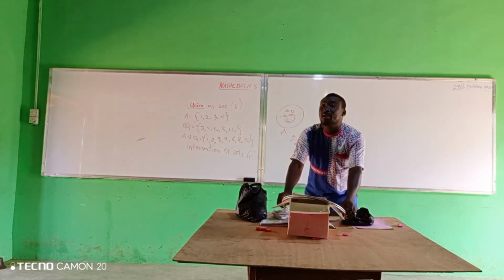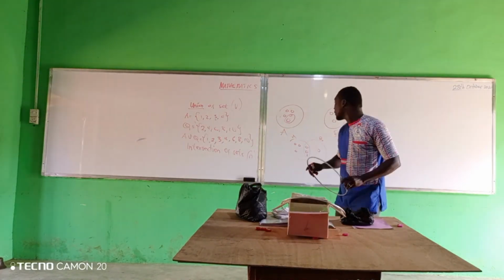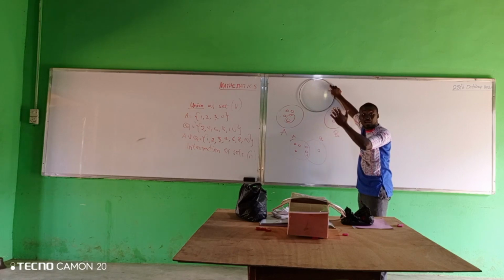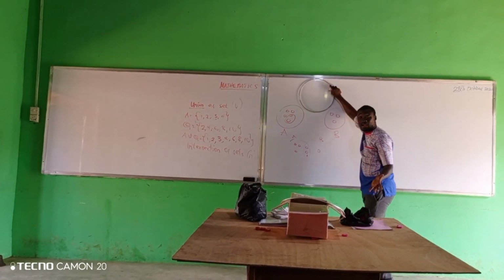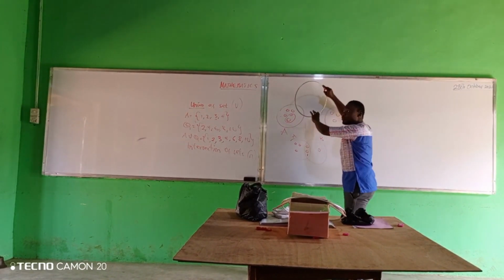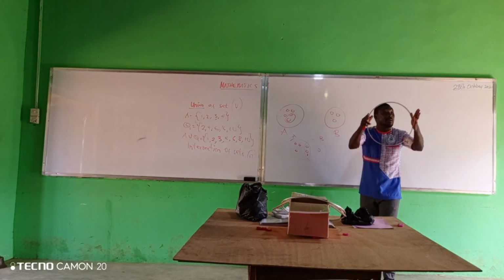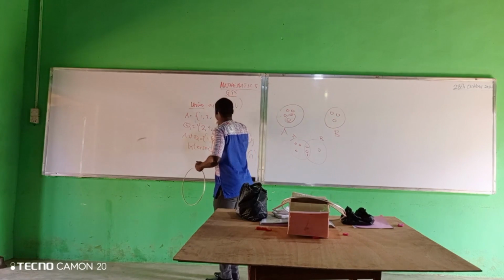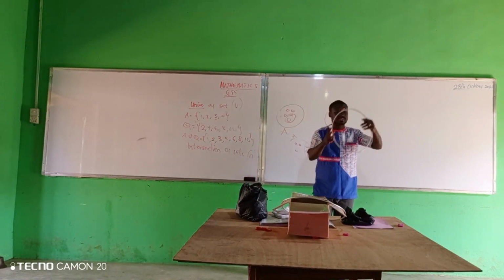In Form 2, what we learned is that there were types of sets. You have a set with anything in it? No. It has no element, it has no member. It is just a set. A set with no member is called an empty set. The first is an empty set.